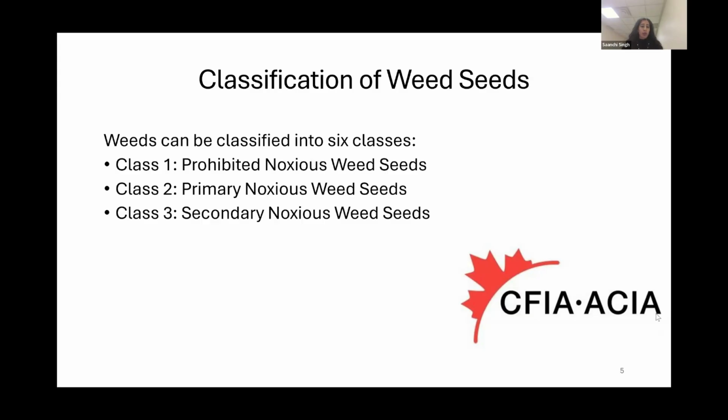We have class 2 weeds, which are primary noxious weed seeds. And these are present in Canada, but they're not widespread yet. And so they're not an official target for eradication yet. And then we have class 3, these are secondary noxious weed seeds. They are present in Canada, but they are permitted in restricted quantities. So class 1 are the worst ones by regulatory standards, and as the class number increases, you can think of the weed potency decreasing.